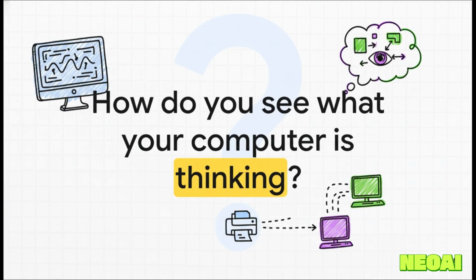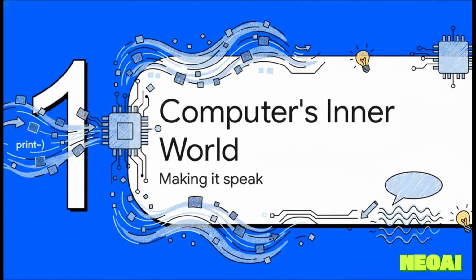So let me just start by asking you a question. Your computer is running your code, right? It's crunching numbers, it's making decisions, but how do you actually see what's going on in there? How do you get it to tell you what it's thinking from one moment to the next? To answer that, we kind of have to understand what's going on inside the computer's head.